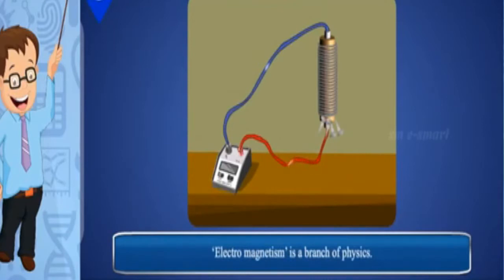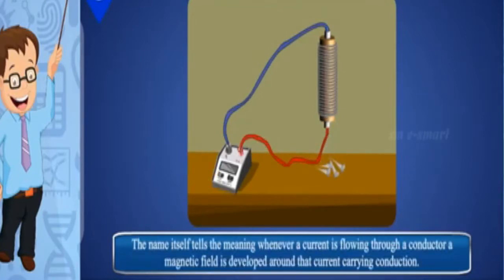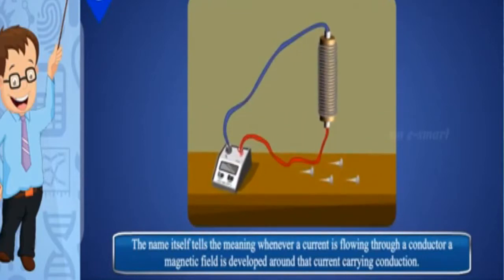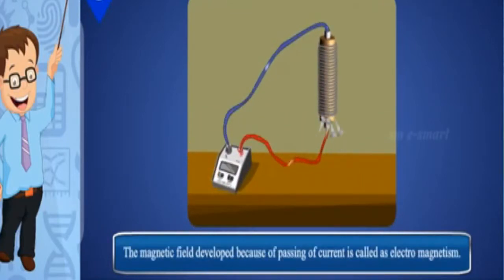Electromagnetism is a branch of physics. The name itself tells the meaning. Whenever a current is flowing through a conductor, a magnetic field is developed around that current-carrying conductor. The magnetic field developed because of the passing of current is called electromagnetism.